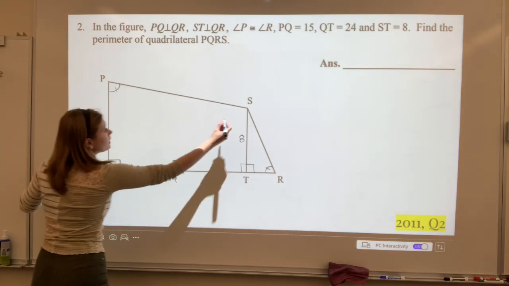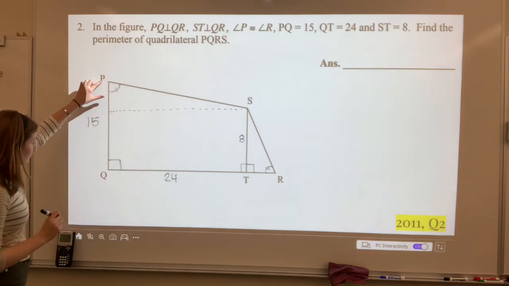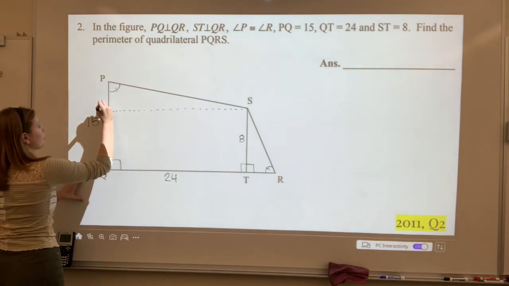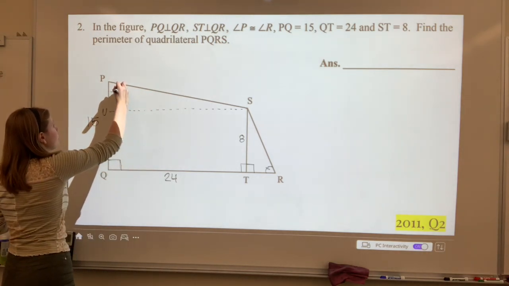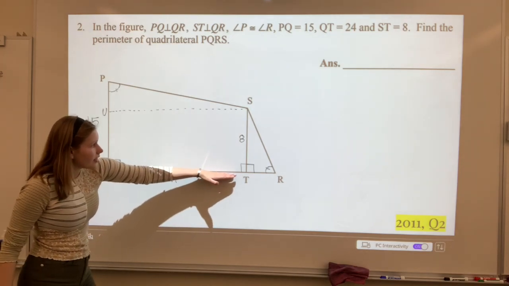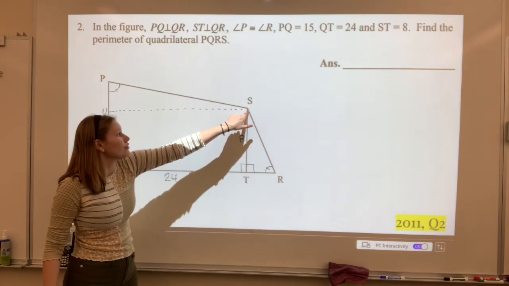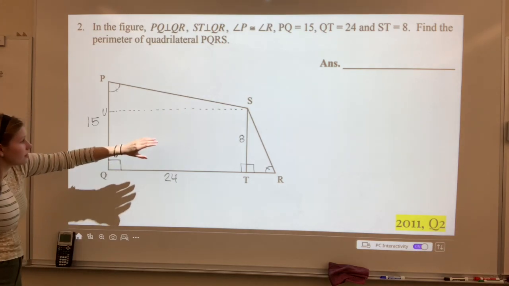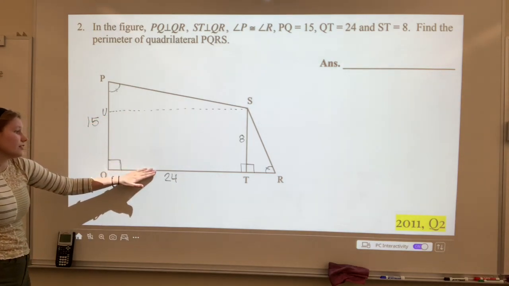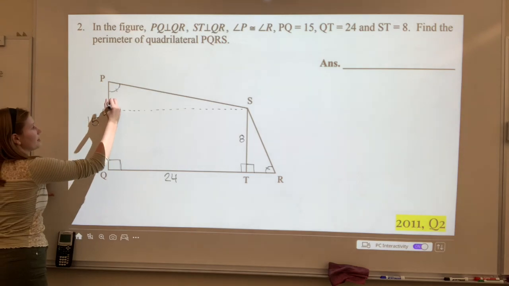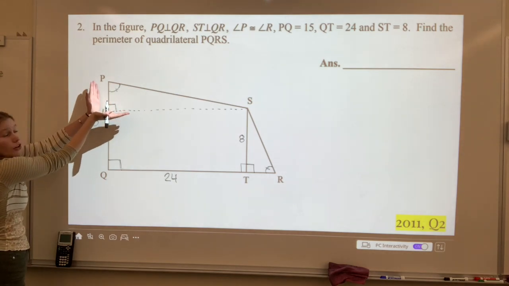So what I'm going to do is draw a line from S over to a point on line PQ. And I'm going to label that point U. So we just created a triangle here. And since QR is perpendicular to ST, and I made a line from the top of ST over to PQ, I'm going to say that this line is parallel to QR. So I know that this is a right angle. Because if these two are perpendicular, and these two are parallel, this means these two lines are also going to be perpendicular.